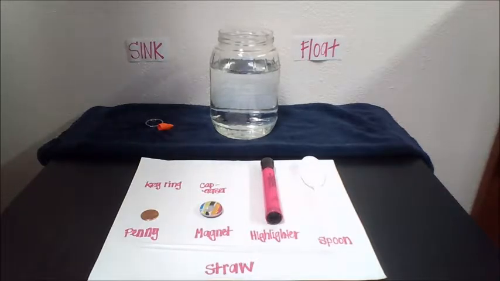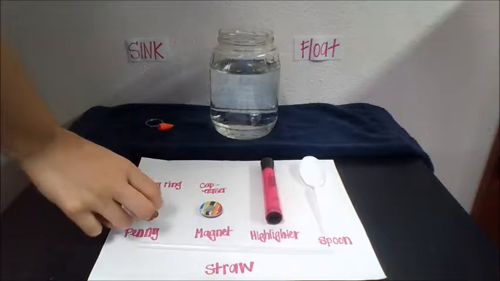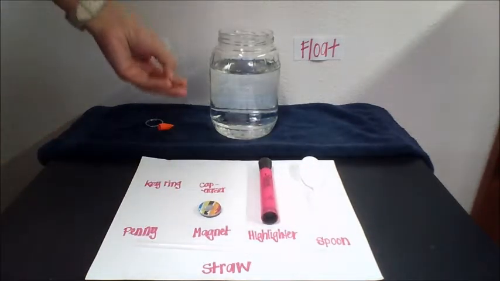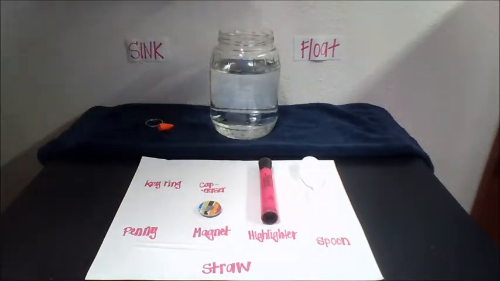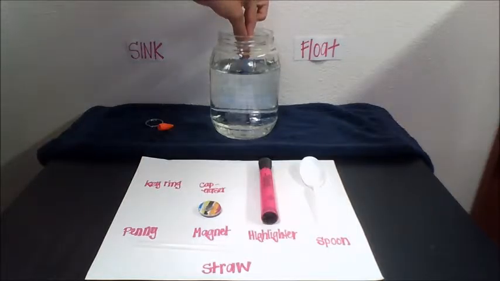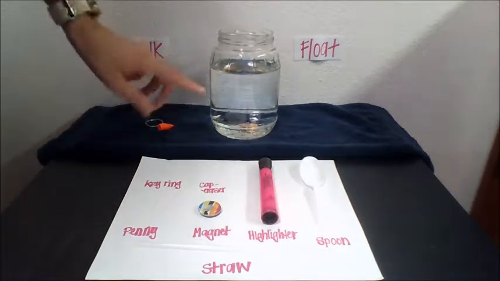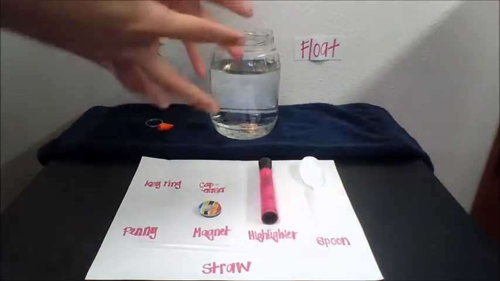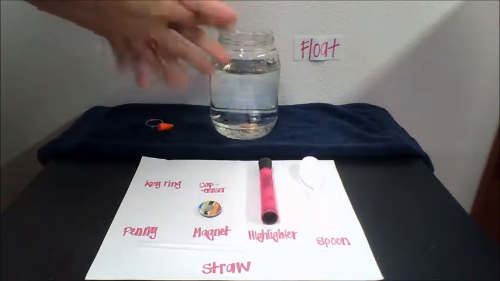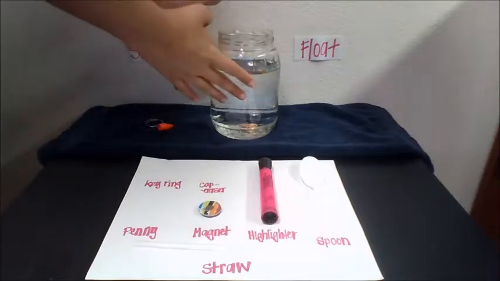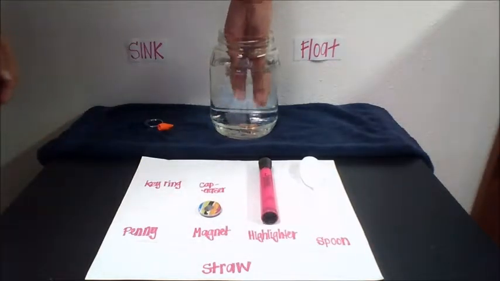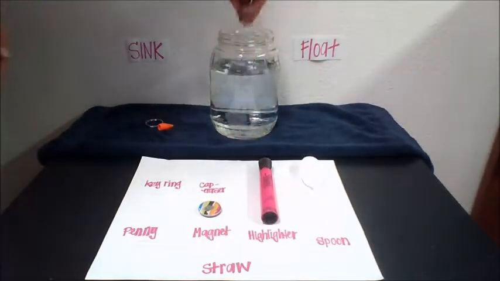Now our next object that we're going to be testing is the penny. Here is the penny. So let's see what happens. The penny did the same thing as these other two items and it just sank. That means it is more compact than the liquid in this jar. So now we're going to put the penny under sink.